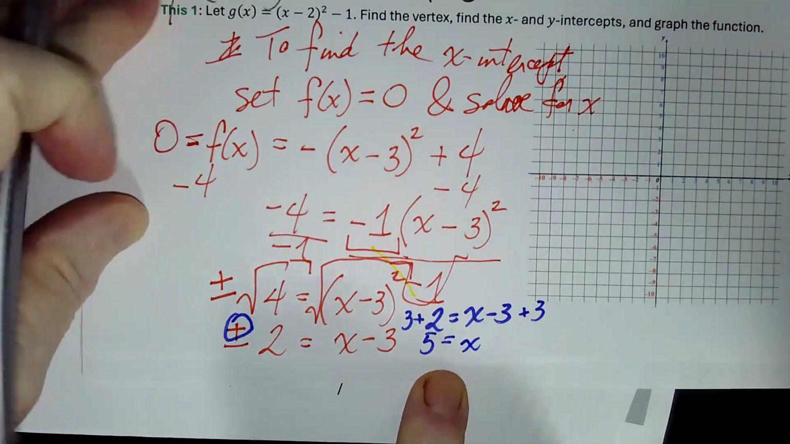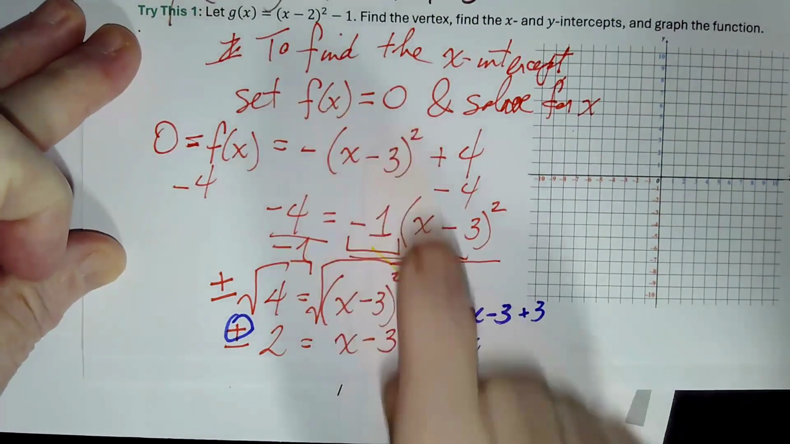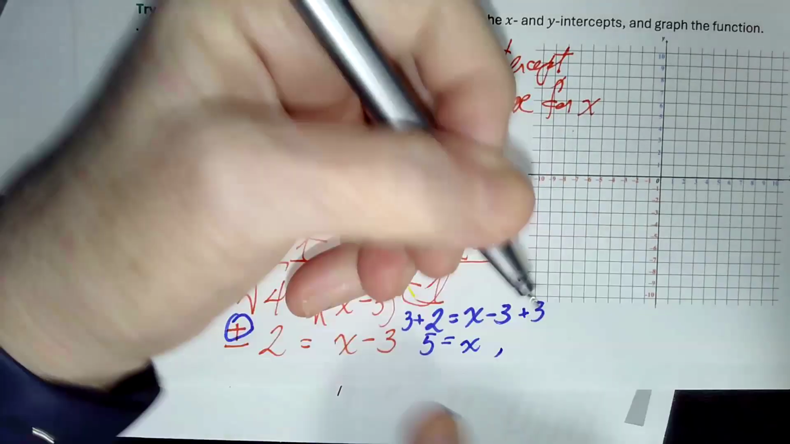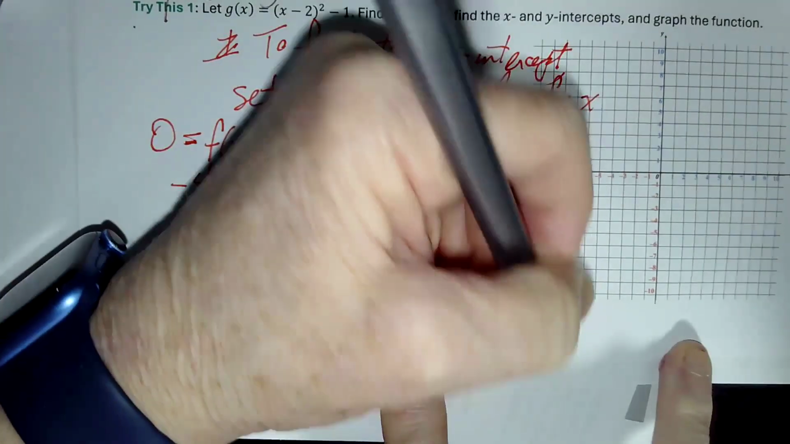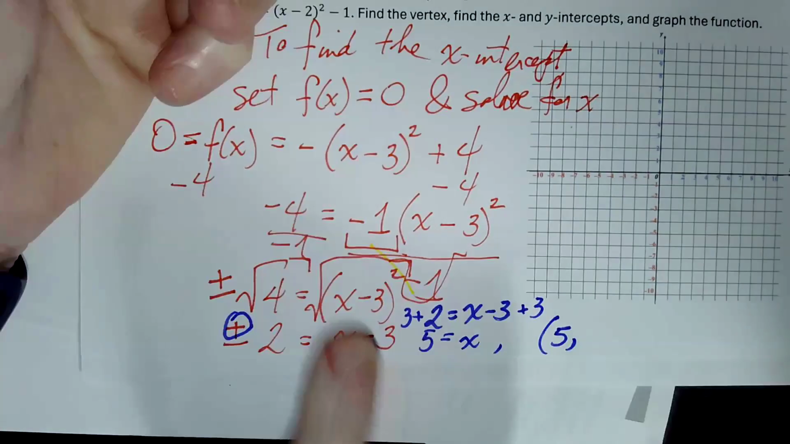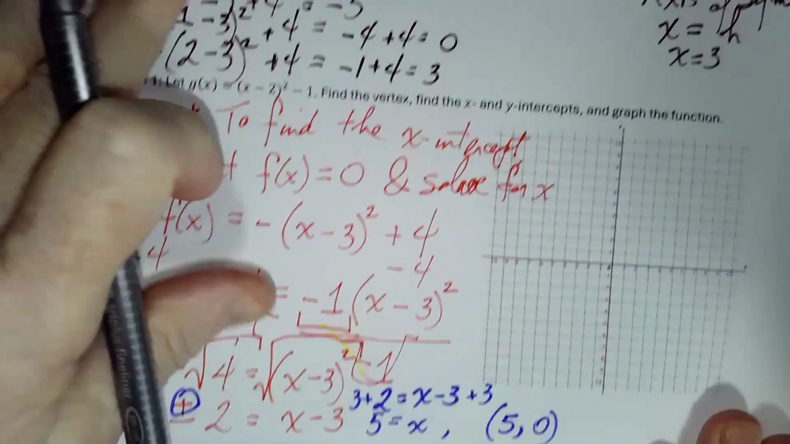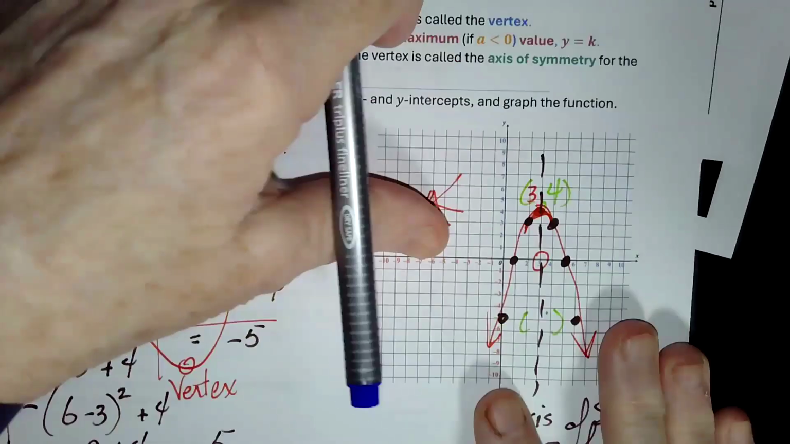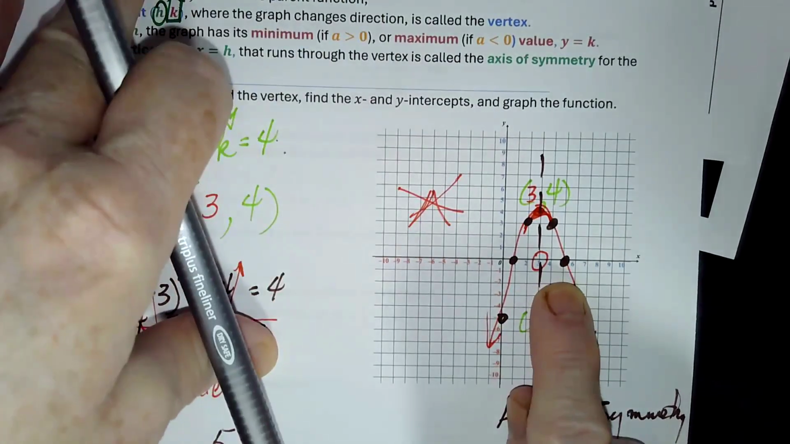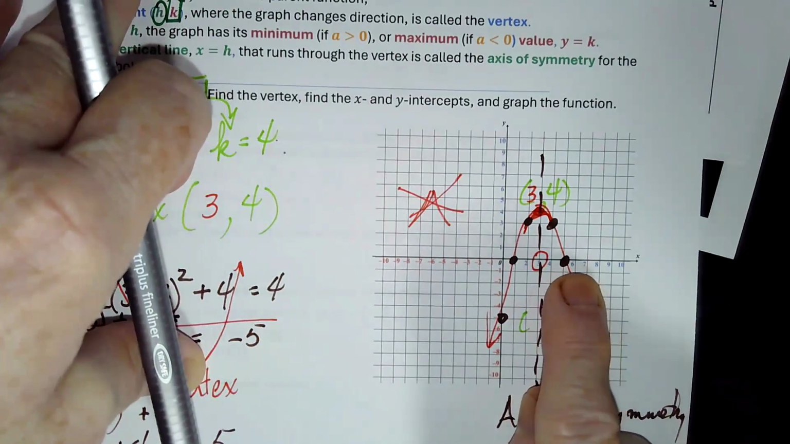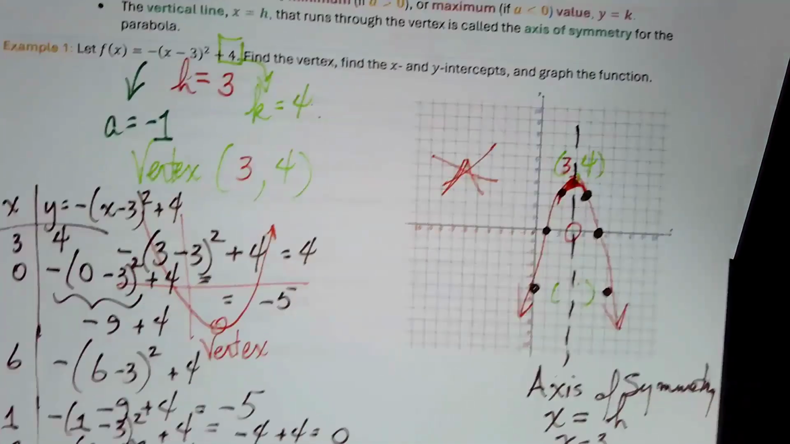And remember, we set f of x equal to 0. So the point that comes from this is x is 5, y is 0. So the point is 5, 0. And if we look up here, we did indeed have an x-intercept at 5, 0.